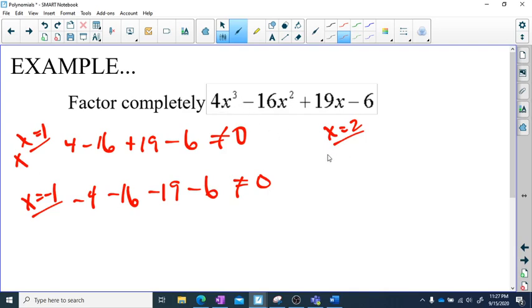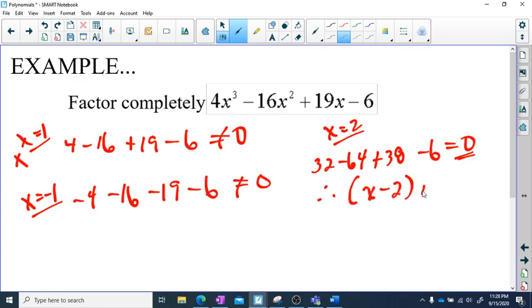2 cubed is 8. 8 times 4 is 32. 2 squared is 4, times 16 is negative 64. 19 times 2 is 38. Minus 6. So I get 38, I get 70, and then a minus 60. This one works because I get 0 for the remainder. Therefore, I put 2 as my substitution. That means that x subtract 2 is a factor.